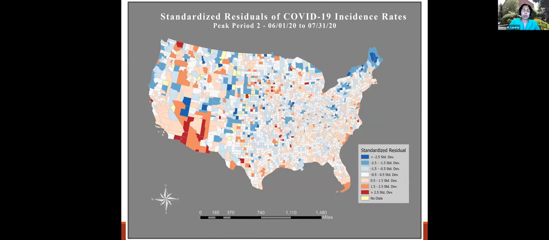This is a map showing you the standardized residuals of the GWR analysis with all of the IVs included. A majority of the counties recorded incidence rates within about 2.5 standard deviations of the mean. High value outliers are shown in the southwestern part of the country and sporadically throughout the interior. Low value outliers are concentrated in the Northeast and also in the Mountain West region.